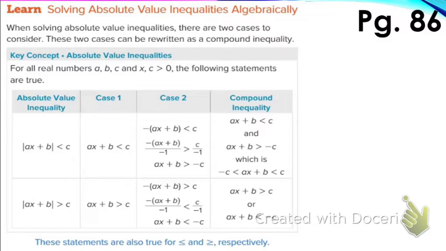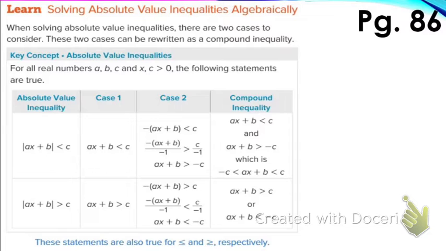Yesterday, we talked about solving absolute value equations. What does absolute value mean again? How far away we are from zero. It is a distance away from zero. So absolute value is always what type of number? Positive number.